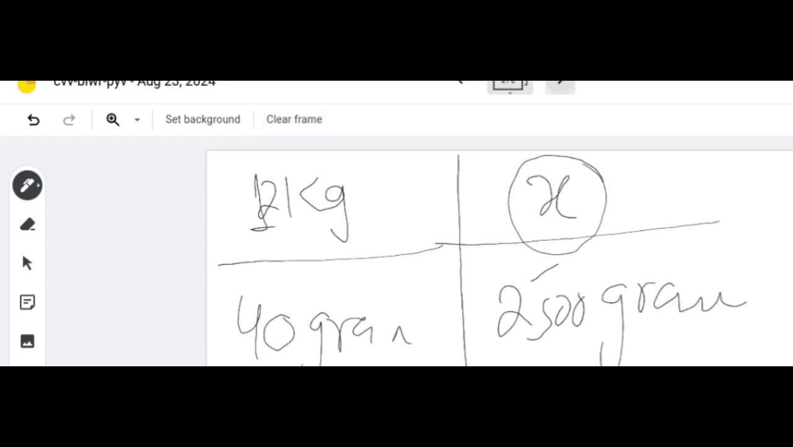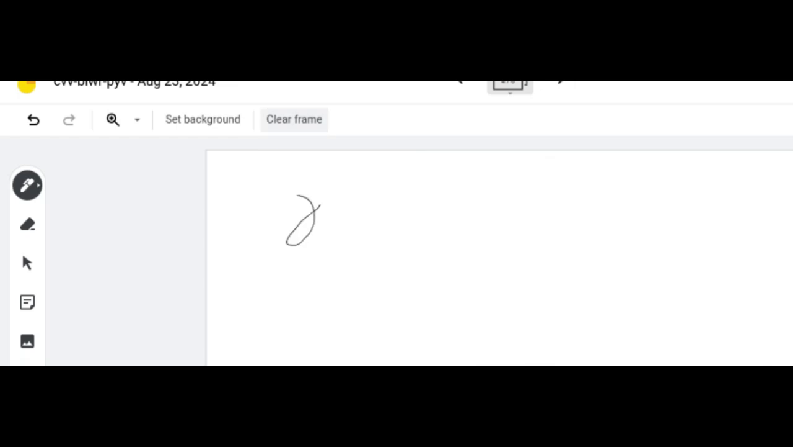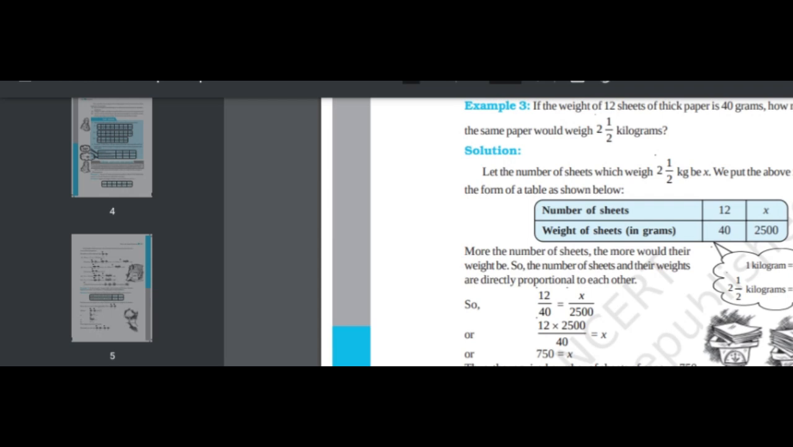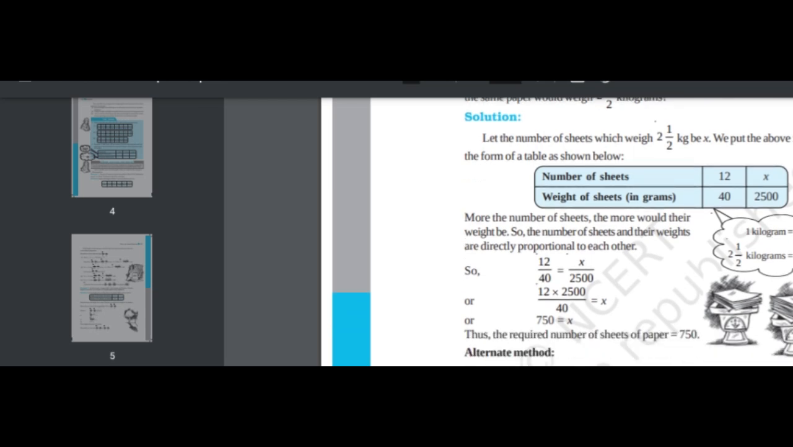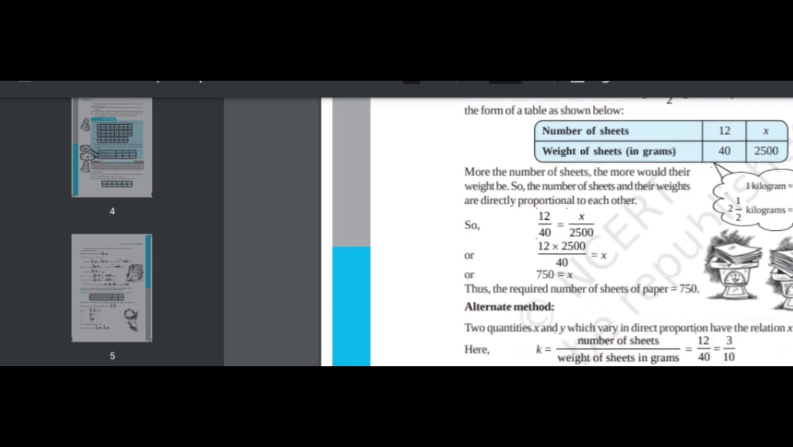So we know that x1 is equal to y1, x2 is equal to y2. Here x1 is 12, y1 is equal to 40. We didn't have the x2, we have the y2 which is 2500. So in this way we can find the x2. They simply put 12, 40, 2500 is divided, that will be multiplied with the 12, and we got the answer 750. Okay. So there are alternate methods as well to find this thing.